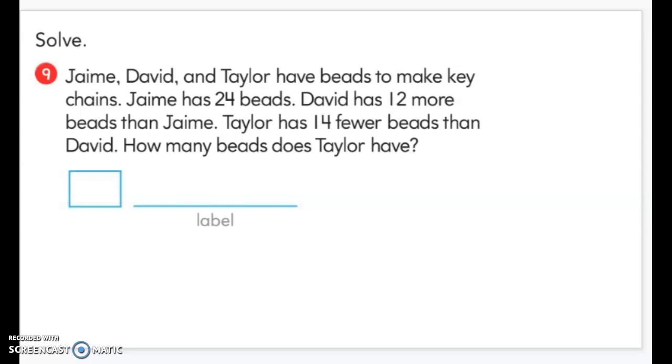So this is a multiple step story problem. You will need to solve 2 different equations to get your answer. Hit pause to solve. Hit play when you're ready.